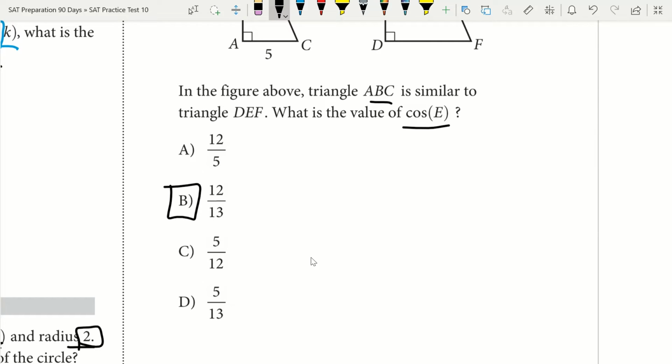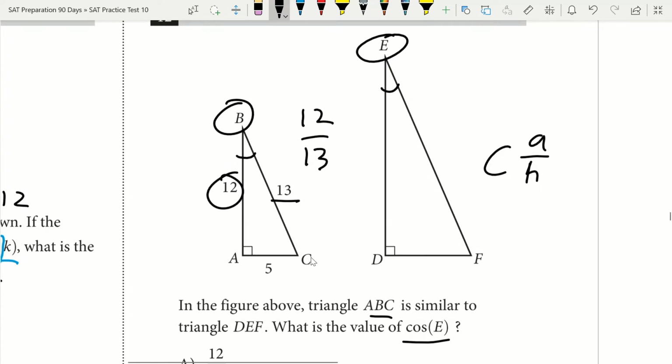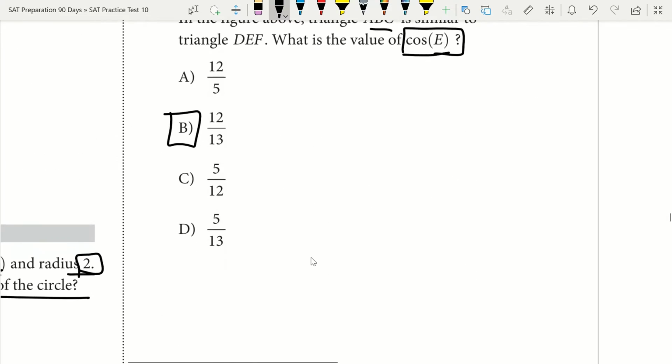So key things you need to know in order to answer this problem. Similar triangles have the same values of their cosines and sines for the same corresponding angle. In this case, the corresponding angles are B and E. They're going to be the same. Other thing that you need to know to answer this is what cosine is. That's going to be your adjacent over your hypotenuse. So 12 over 13 in this case. Okay, if you know those, then this problem was going to be pretty easy for you.